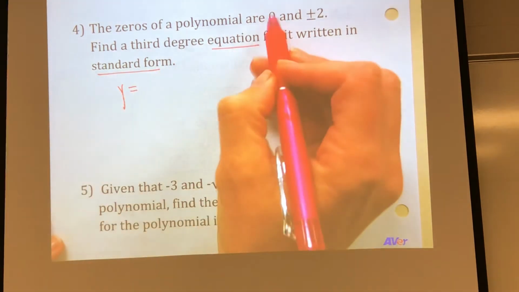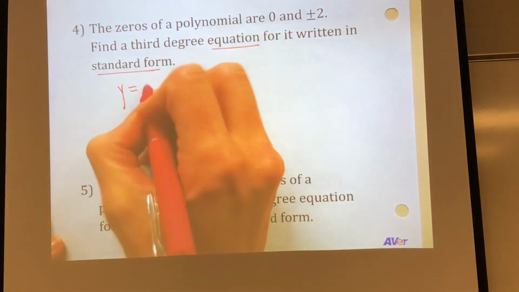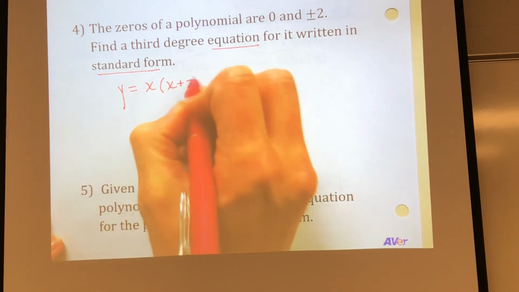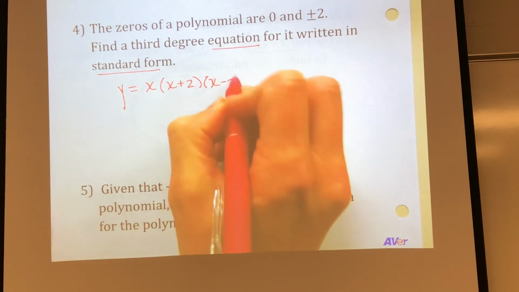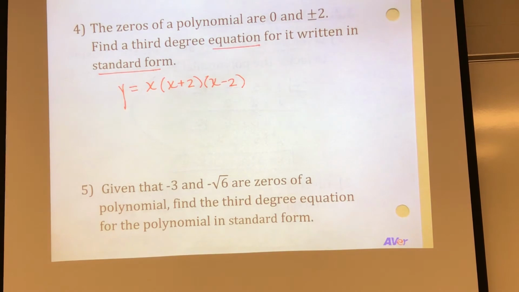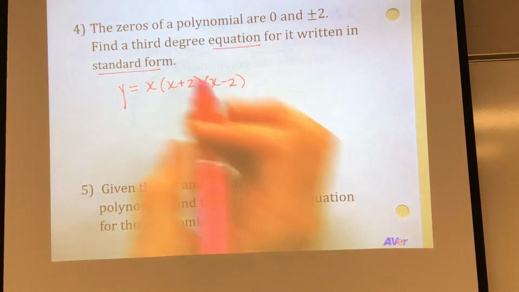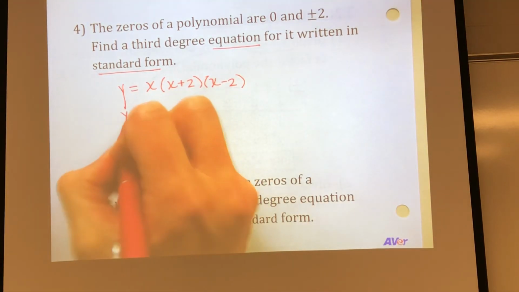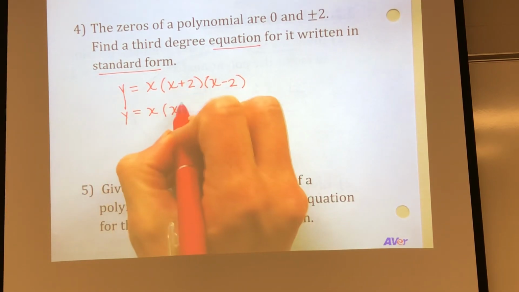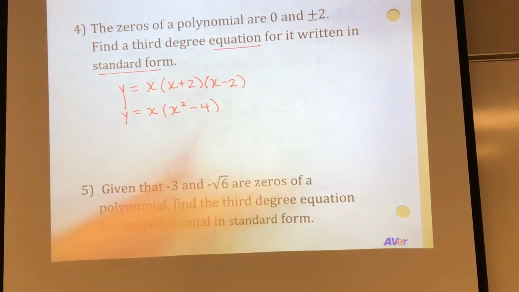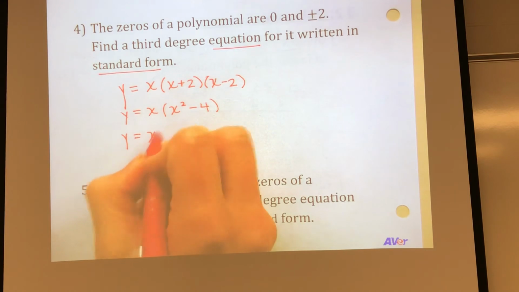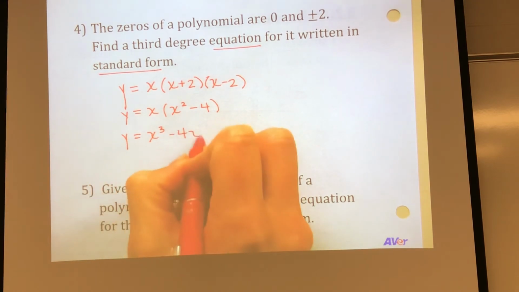Y equals this 0 right here. We don't need to say x minus 0 because that would just be x. But then we have a plus and a minus 2. So x plus 2, x minus 2. Doesn't matter which ones you multiply together first. I'll probably multiply these 2 together, but you can do it in any order you want. If I multiply those 2, we get x squared minus 4. And then distribute the x: x cubed minus 4x.